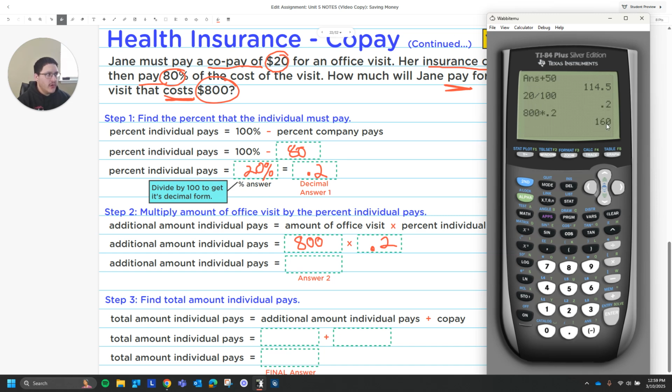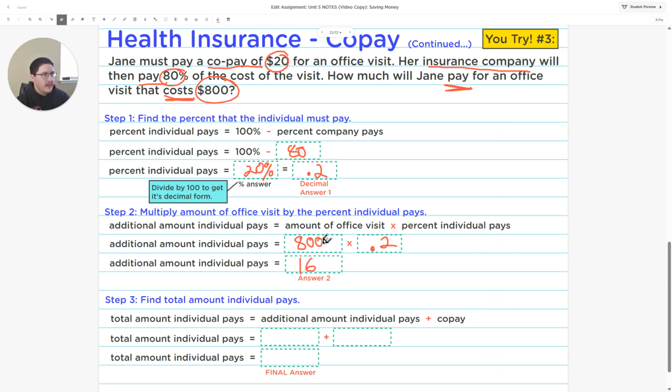Which will be $160. So Jane is responsible for $160, which is 20% of 800. Now, to get the total amount that she has to pay, remember there is a $20 copay, a $20 flat fee, in addition to paying 20% of the cost. So this is 160 plus 20, which will total $180.